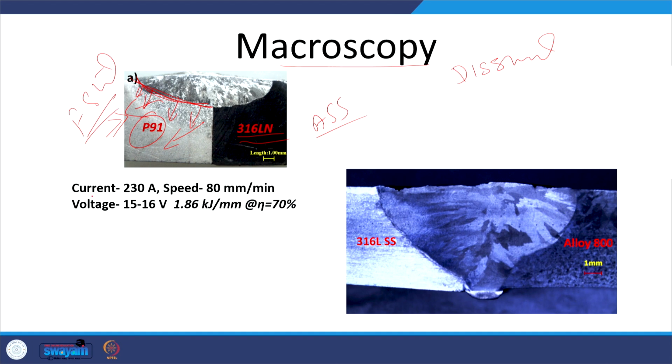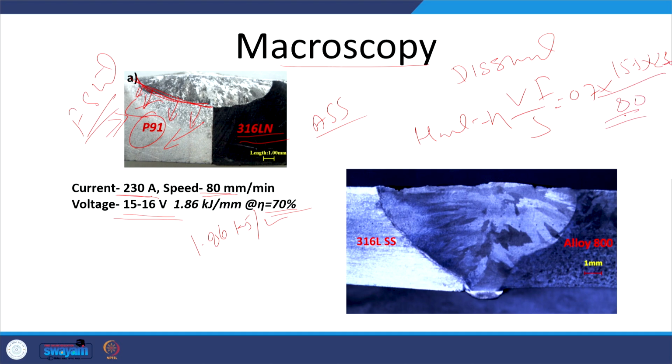In this particular case, the welding current used was 230 ampere, welding speed is 80 per minute, weld arc voltage 15 to 16 volt, and the net heat input is 1.86 kilojoule per mm. Assuming the thermal efficiency, the net heat input we can calculate from VI by S, with thermal efficiency 0.7 multiplied by 15.5 multiplied by 230 divided by 80. Here we can divide by 60 for converting into seconds.